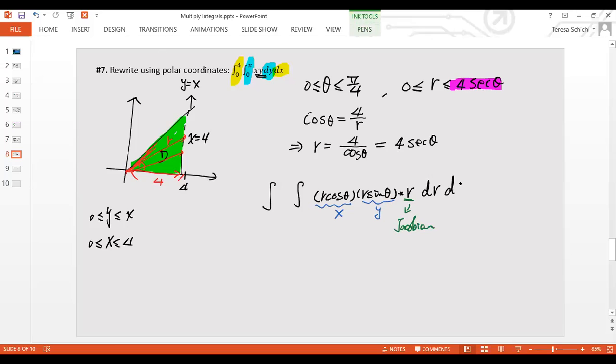After integrating dr, I integrate d theta. So r is from 0 to 4 secant theta, and theta is from 0 to pi over 4. In fact, this is not too difficult to integrate because you have r cubed, which is easy to integrate, and then you substitute. But here they did not ask us to integrate, they just want us to rewrite. For problems like this, you would probably use Cartesian, because the region makes Cartesian a little easier.